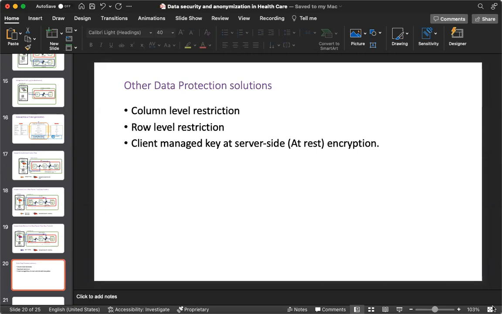The third kind, which is fundamental to any data security, is server-side encryption, or at-rest encryption. All server-side and at-rest encryption is implemented using customer managed keys. That's the standard we follow. So these are certain procedures we follow to secure our data. I'll stop here, and if you have any question, you can ask me.